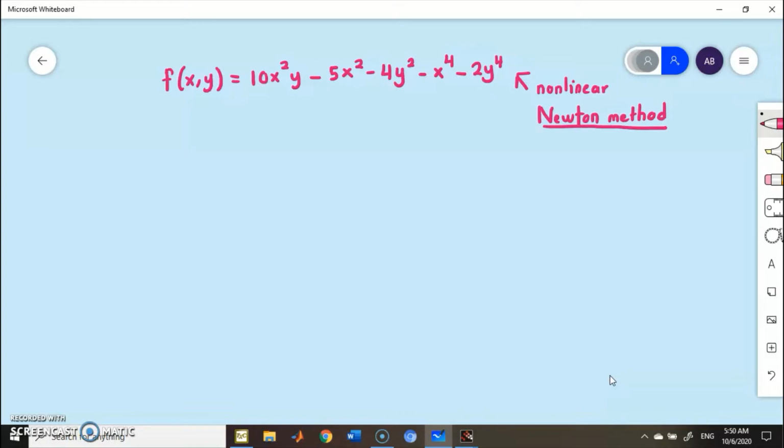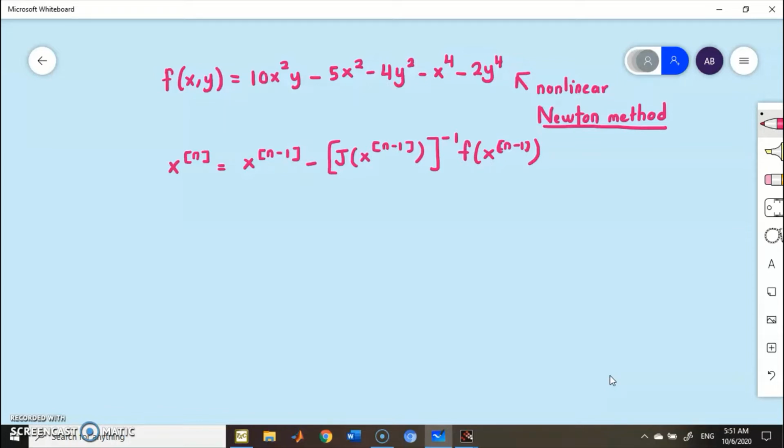So this is our goal. To use Newton's method, the formula is given as: x, the current value, equals x, the previous value, minus the inverse of the Jacobian at x n minus 1, multiplied with the function of x n minus 1. So this is the Newton equation.